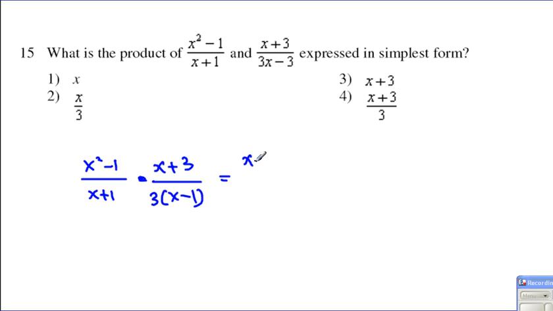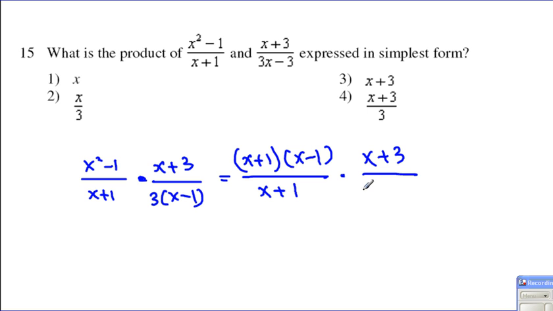X squared minus 1 becomes x plus 1 times x minus 1. That's how we can factor the top. The bottom one will be simply x plus 1 as it is. Here we have x plus 3 over 3 times x minus 1. Now, as you can see here, we have x minus 1. X minus 1 is the same. X plus 1 and x plus 1 are the same.